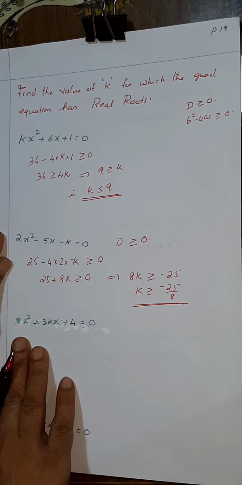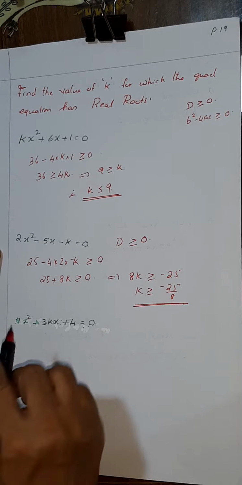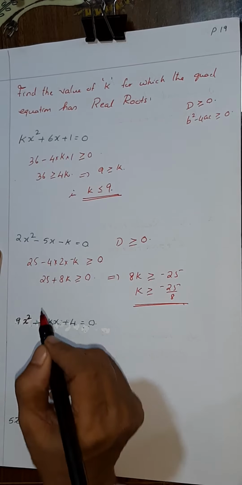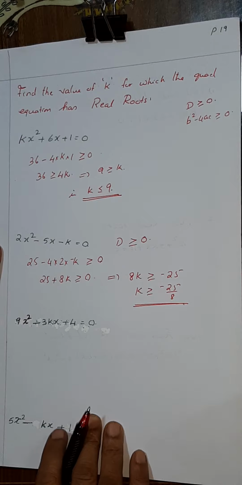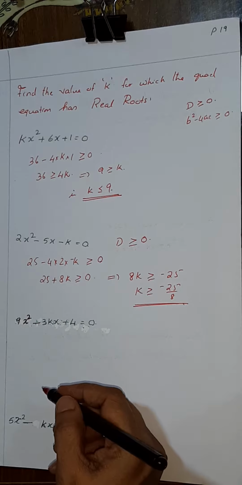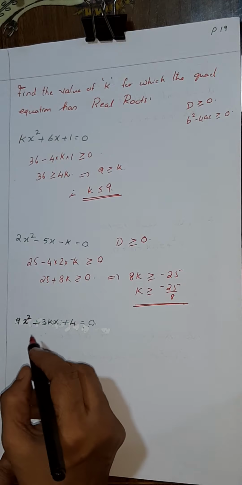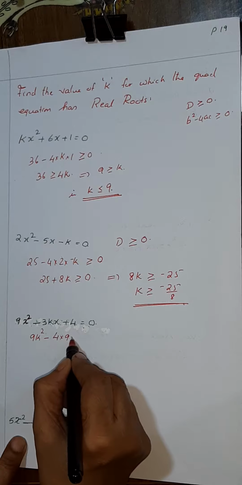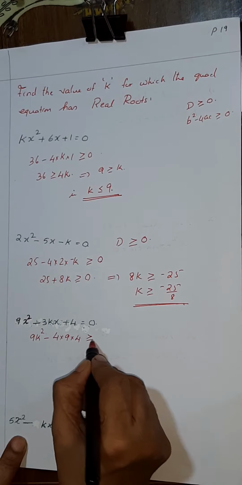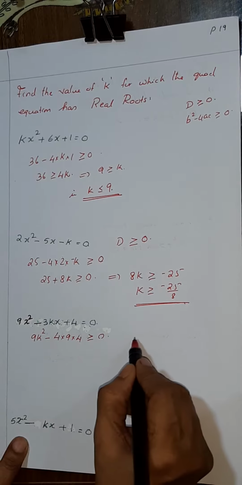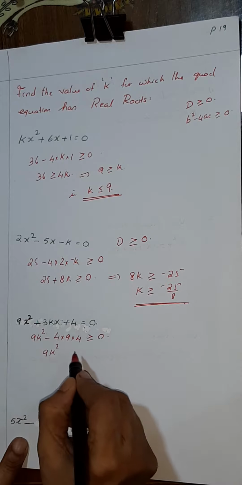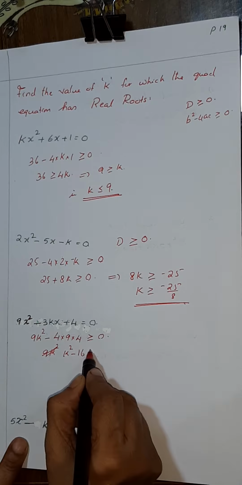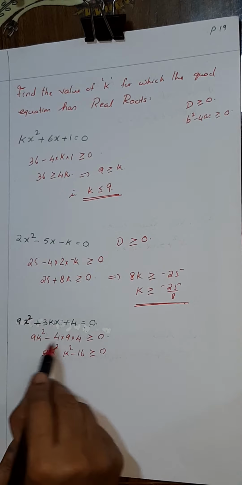Now here it is 9x squared minus 3kx plus 4 equal to 0. So here again b squared minus 4ac will become 9k squared minus 4 into 9 into 4 is greater than or equal to 0. So I get 9k squared minus 144, or I can write this as k squared minus 16 greater than or equal to 0. I have divided throughout by 9.